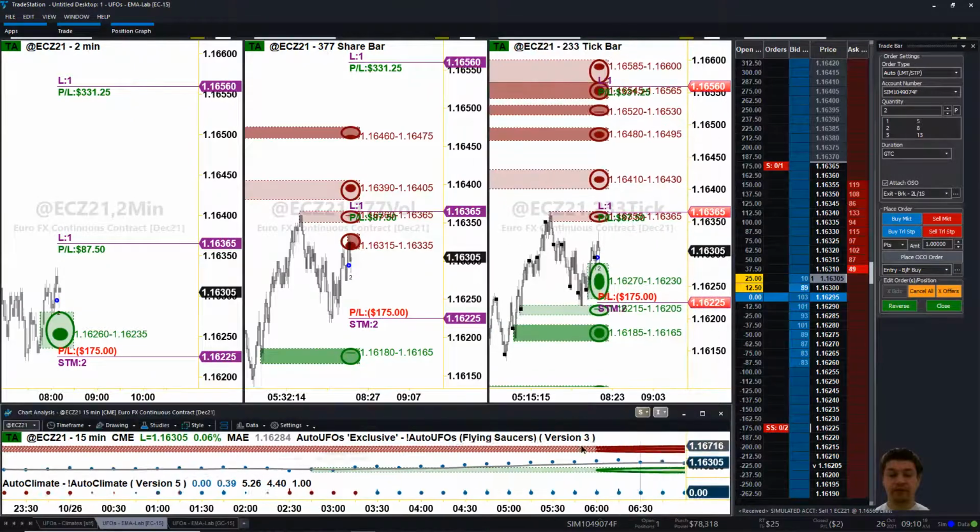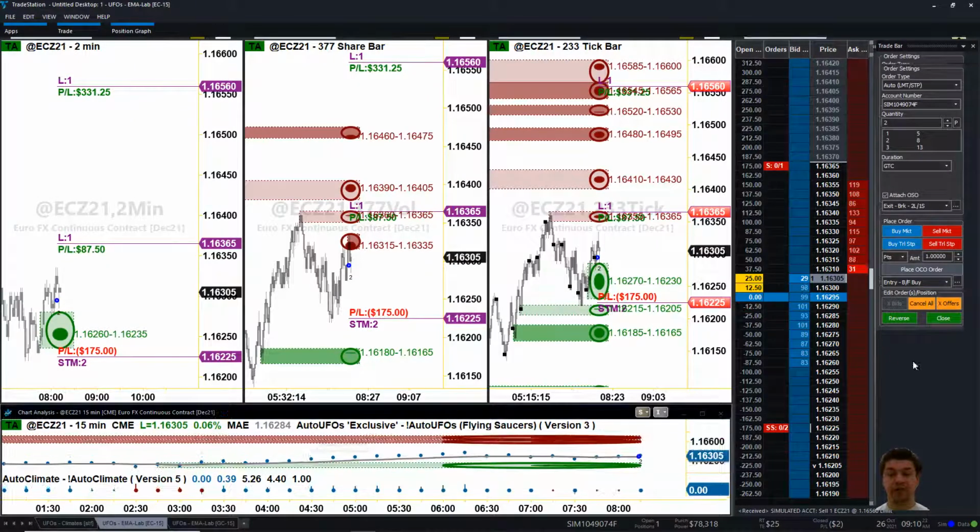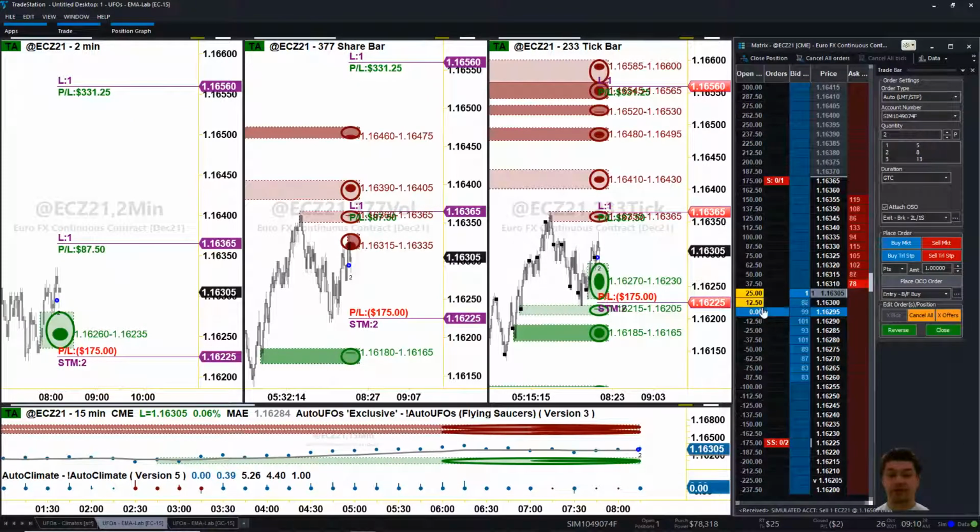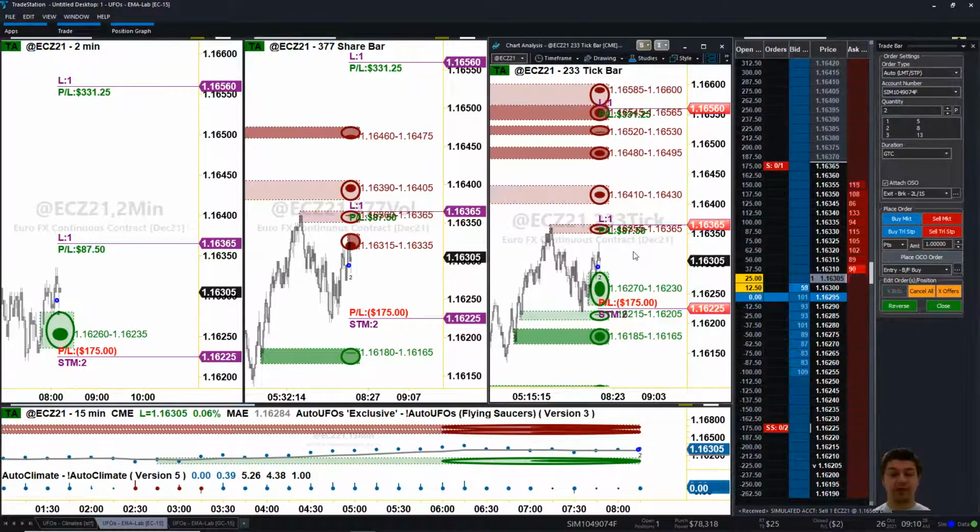Okay, and we're already in the trade. Right now it's just kind of sitting there, not doing much, which is okay. It's much better than just having it reverse on us. But it's looking okay. Let's see if we can catch this move to the upside.